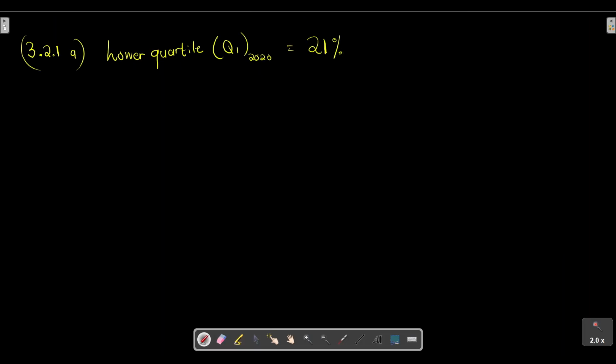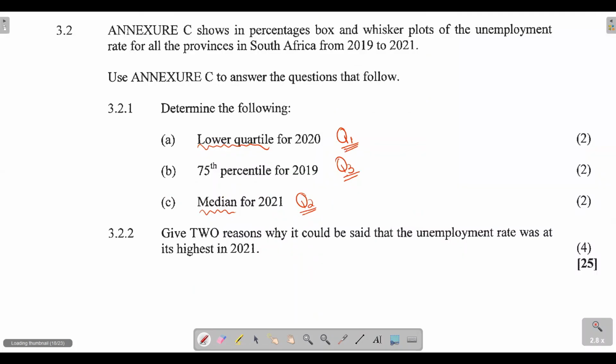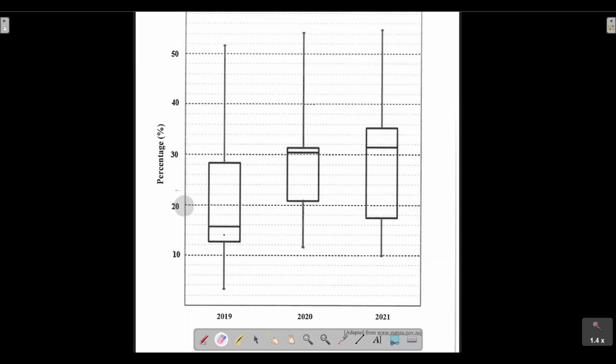Okay, so that's how you're supposed to go about analyzing that. Let's have a look at 3.2.1b. It asked us to determine the 75th percentile or Q3 for 2019. So we're going to focus our attention on the box and whisker diagram for 2019. Again, guys, this is our minimum value, this is our Q1, this is our Q2, this is our Q3, this is our maximum value. We want to determine Q3. This is our Q3, so we need to read off what this value is from our y-axis.